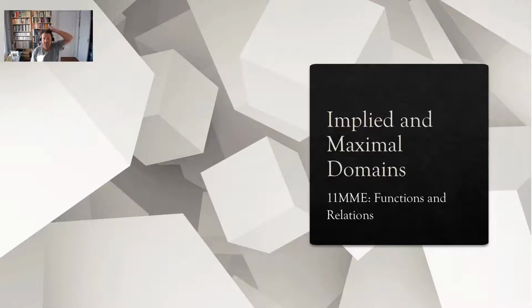Hi, we're going to talk about implied and maximal domains today. You sometimes get given a function and get asked, hey, what's the implied domain here? What's the maximal domain here? So we're going to go through how to find that today, but also talk about what's the point of this thing.